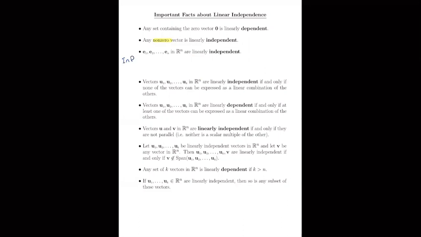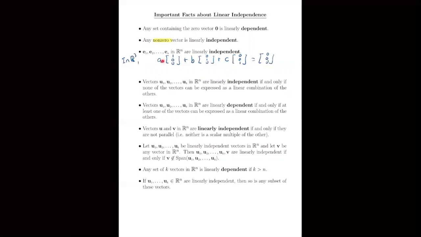So in R3, we have 3 standard unit vectors, E1, E2, and E3. And if we want to show that they're linearly independent, then we take a linear combination of these vectors, A times E1 plus B times E2 plus C times E3, and we set it equal to the zero vector. And now we're going to solve this.